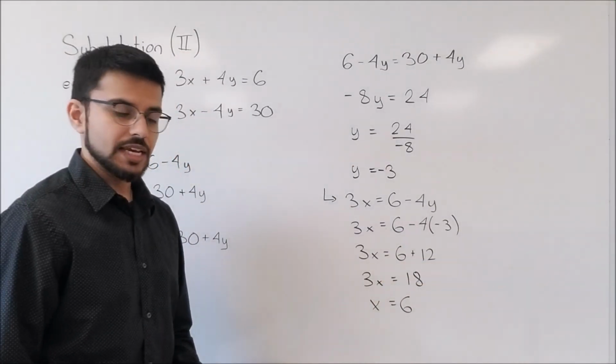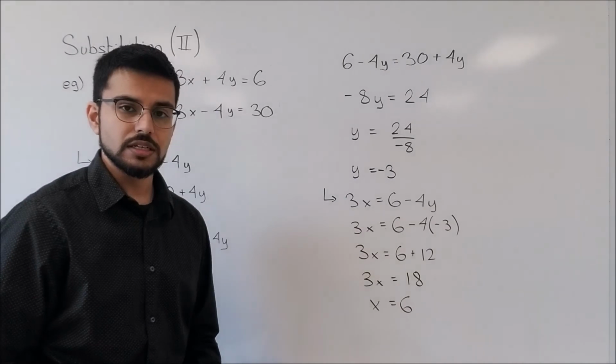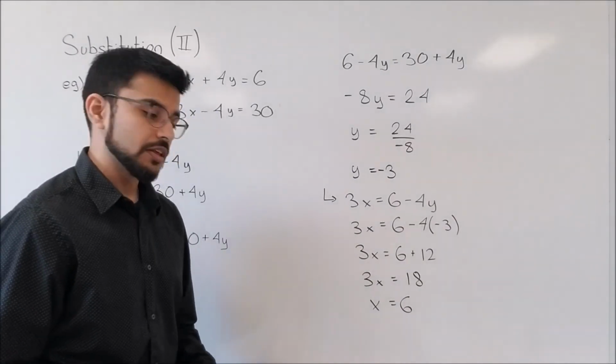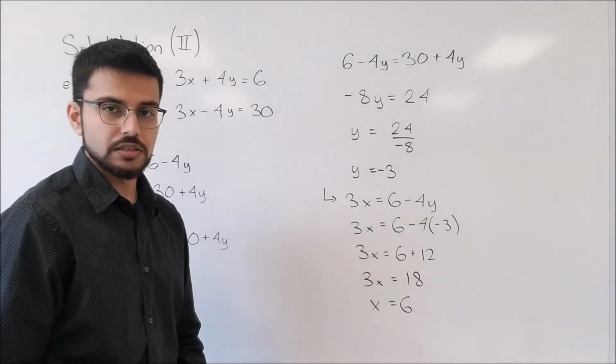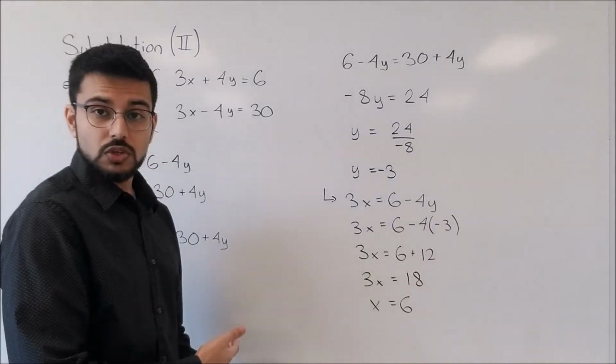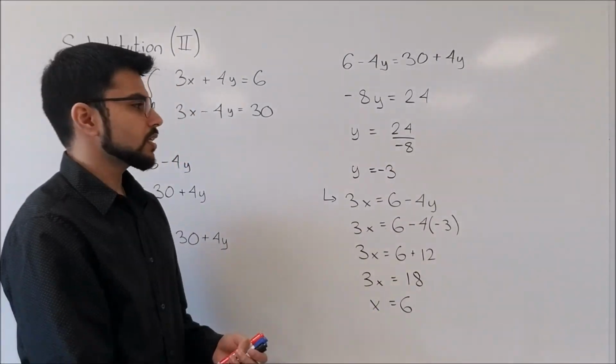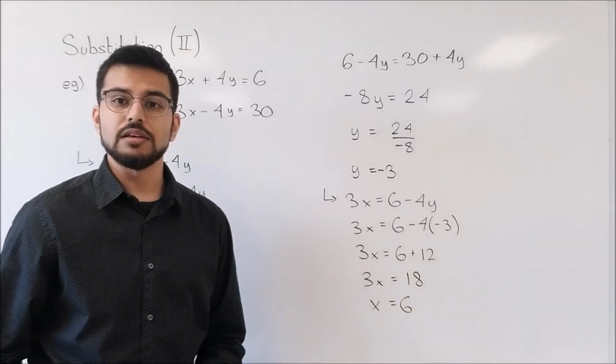12 plus 6 gives us 18. We're left with 3x is equal to 18. So you divide both sides by 3 and you end up with x equals 6. So whatever this was solving for, I know that my x-coordinate is 6 and my y-coordinate is negative 3.